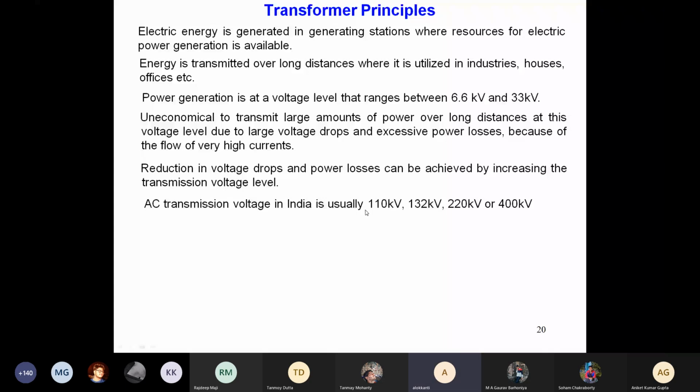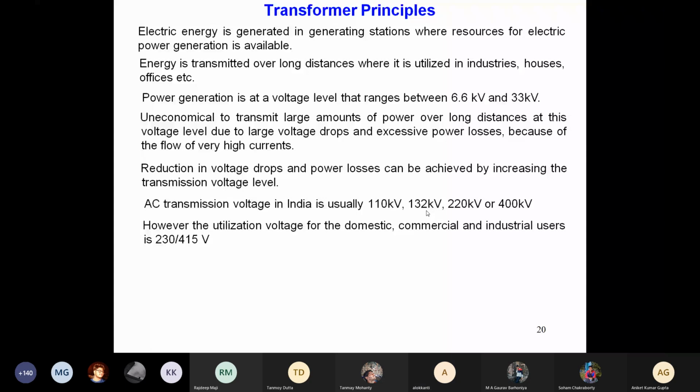Similarly, in our homes, the utilization voltage is at the level of 230 volts or 414 volts. In our homes we don't consume at high voltage. Why? What is the problem if it is high voltage? The equipment is powered at low voltage. But what is the problem with high voltage?